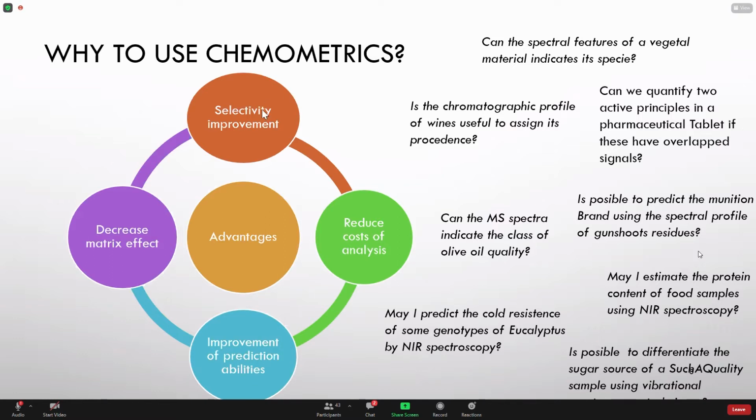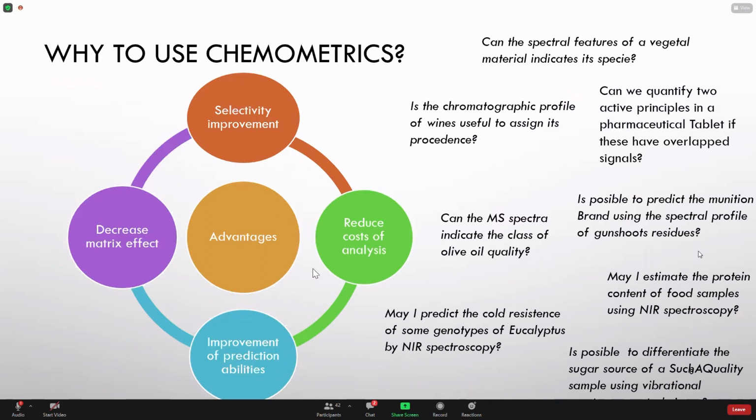This point is very important for us because we can avoid the separation or interference of our samples in order to work mathematically with the data coming from the analyte of interest together with the interference. So we sometimes don't need to work too much on the separation of the analytes. It reduces the cost of analysis, and also decreases the effect produced by the matrix of the sample, and then we will have an improvement of the prediction abilities of the analytical technique that we are using.